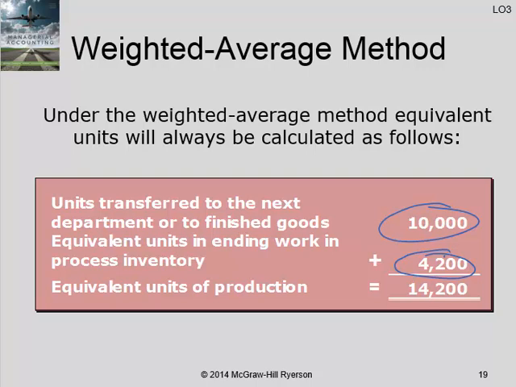Right, welcome to part 2 of lecture 4 FMGT3224. We're looking at process costing. We're going to talk about the weighted average and the process costing production report, the first section of which looks kind of like this.